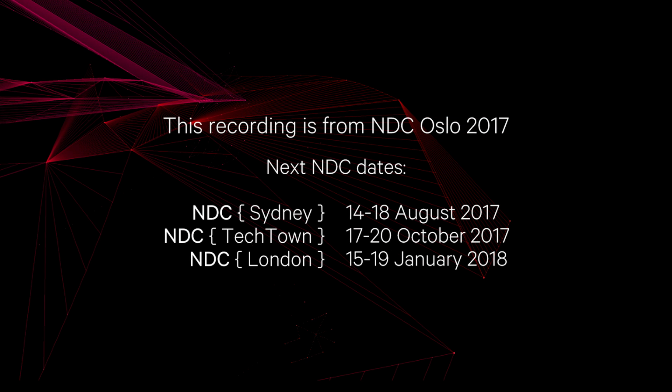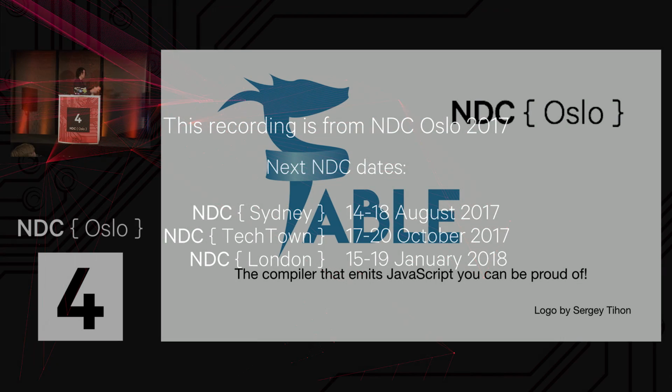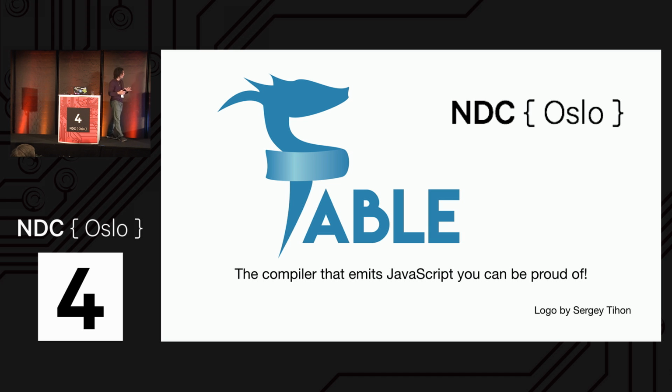We are going to talk about Fable today. Fable is a project to compile F# to JavaScript, so it's a way to use functional programming in your web applications, but not only web applications. We'll see that we can also target mobile and also desktop applications.